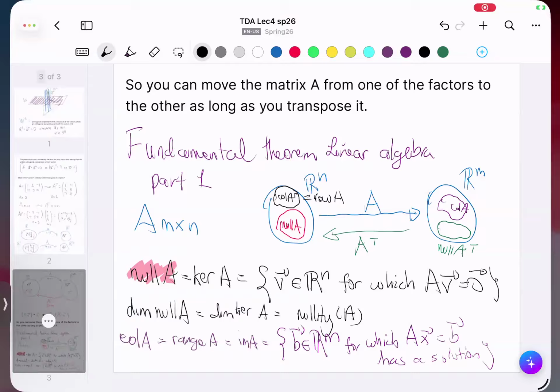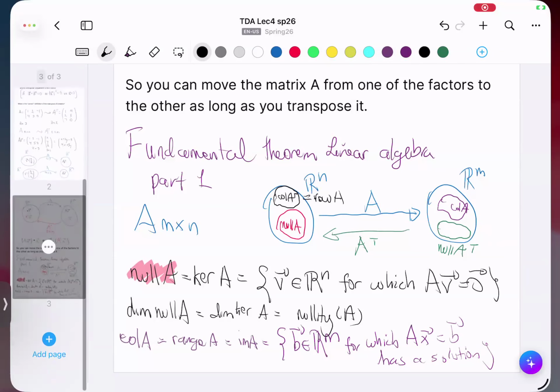One of the things that the fundamental theorem of linear algebra says is that the orthogonal complement of the null space is the column space of A transpose, or the row space, and the orthogonal complement of the column space is the null space of A transpose. So let me write that down, which we'll actually need next week. I'll copy paste this picture.